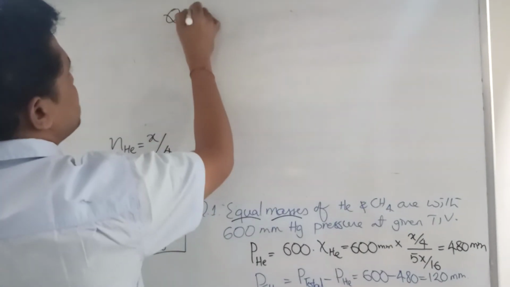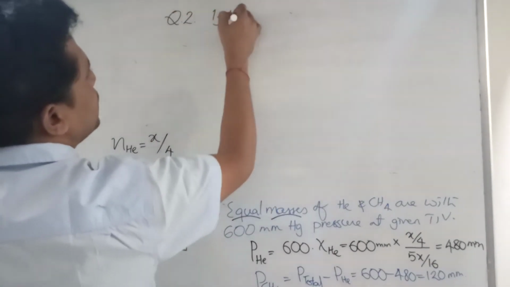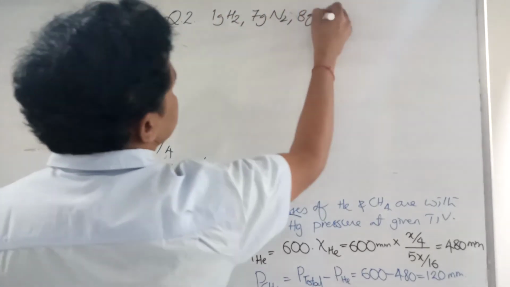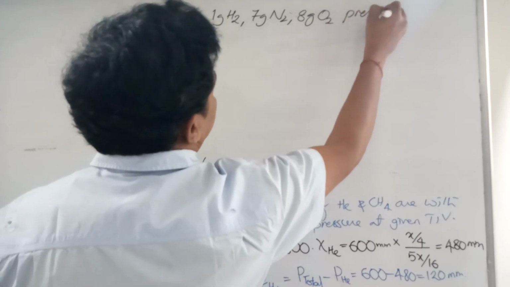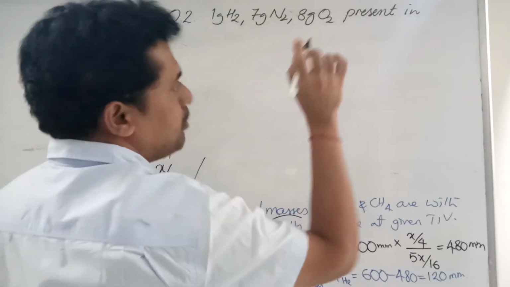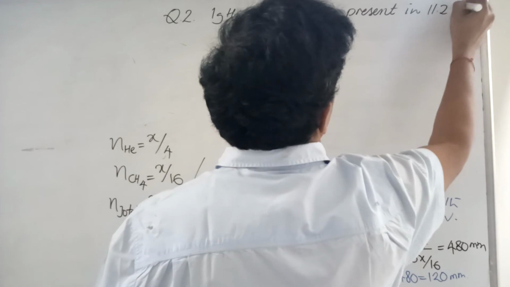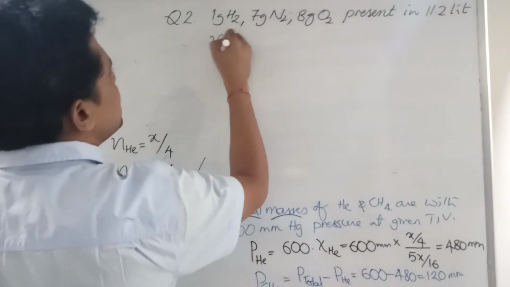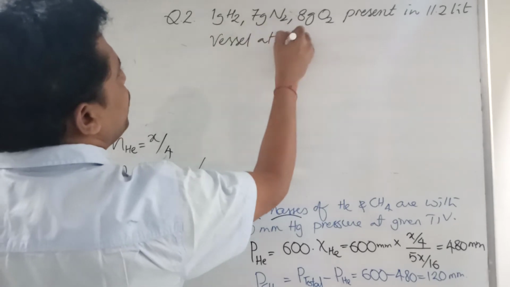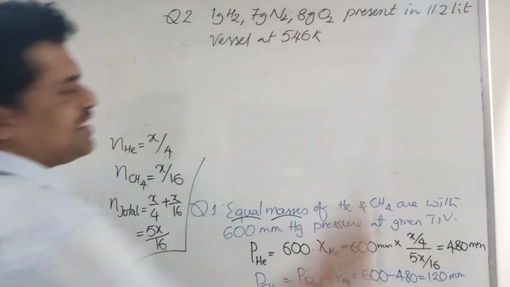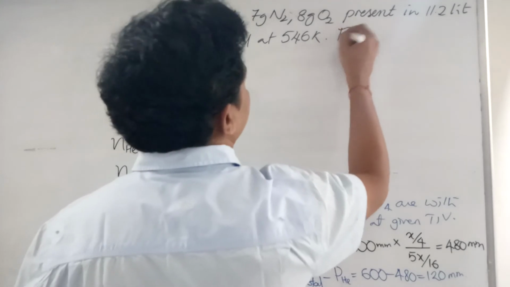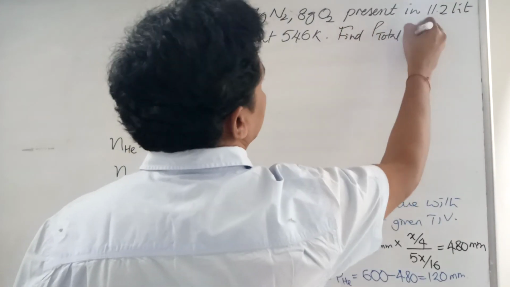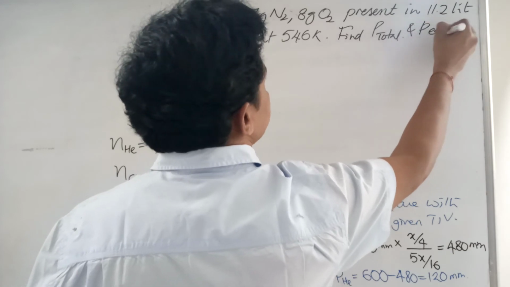Second question: 1 gram hydrogen, 7 gram nitrogen, 8 gram oxygen are present in, in simple language I am writing, I am not taking too much grammar English here, an 11.2 liter vessel at 546 Kelvin temperature, or 273 degrees Celsius. Find P total and the partial pressure of each gas.